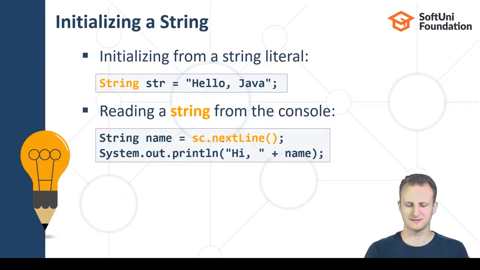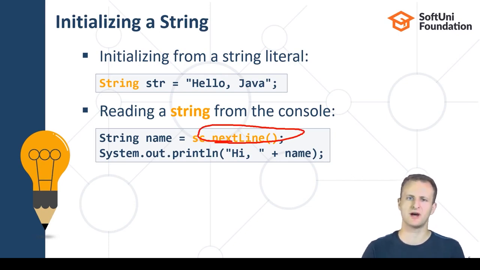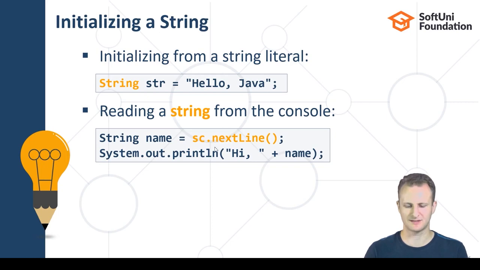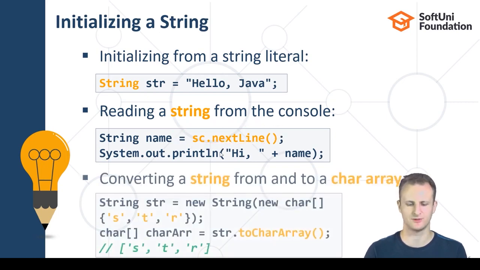And nextLine simply reads an entire line. That means it reads any white spaces and any tab spaces, whatever, until it reaches a new line character. Okay, so that's how you read an entire line from the console.